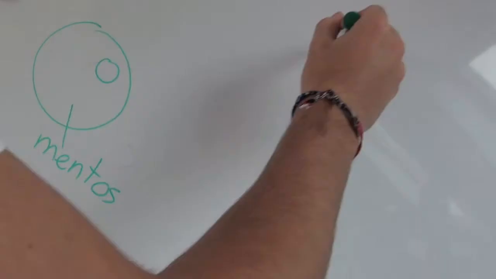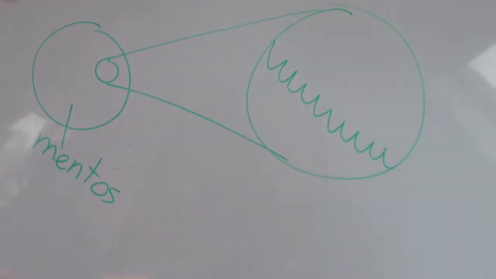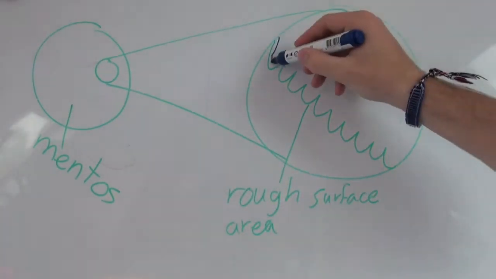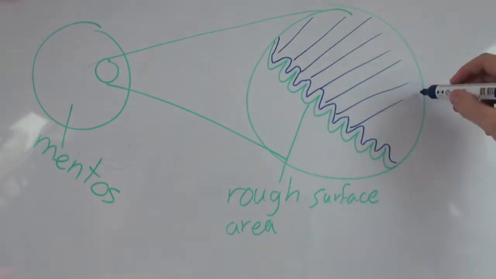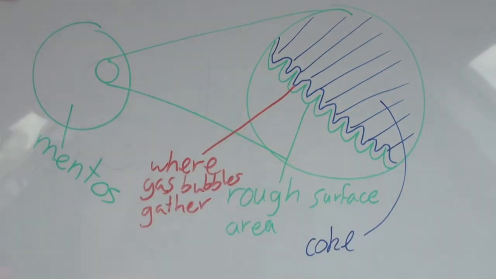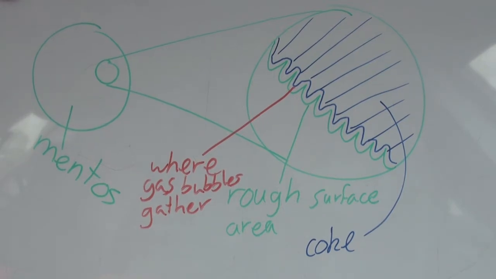Well, let's look at some Mentos close up. If we zoom in, we can see this, which is the rough surface area we were talking about. And this is how Coke behaves around the surface of the Mentos. And this is where the gas bubbles are formed. As you can see, the, let's call them dents, are very deep, and there are lots of them, so lots of gas can gather.